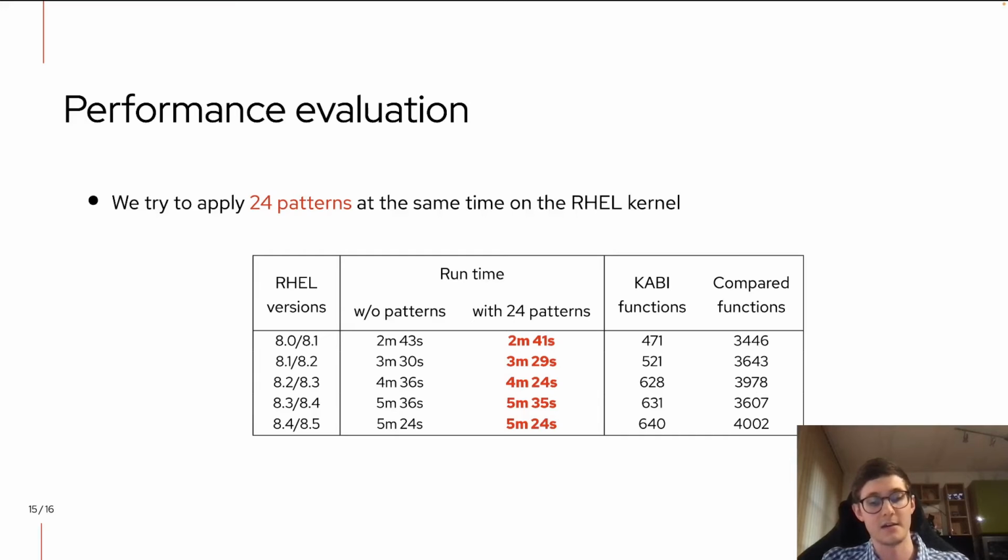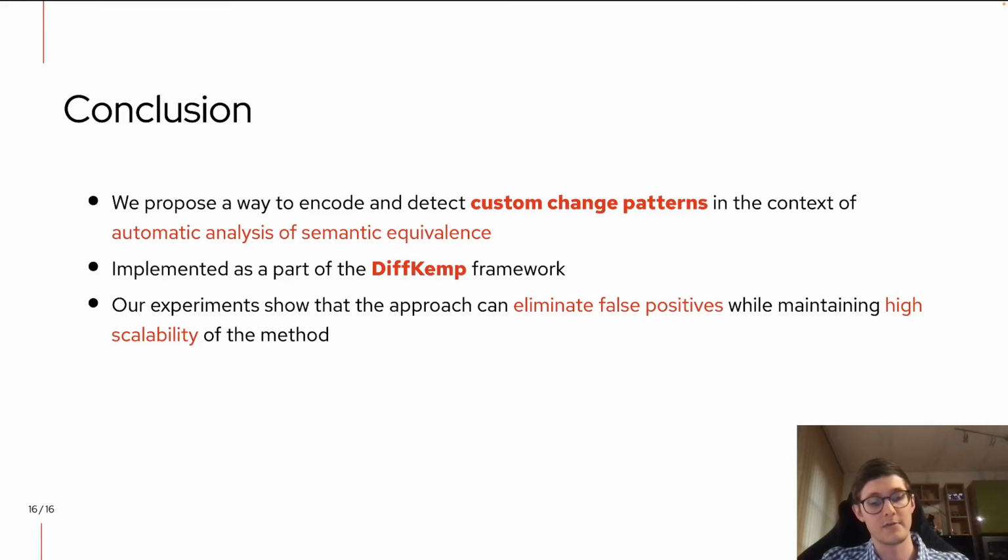And in conclusion, we proposed a way to encode custom patterns of changes and a way to detect the encoded patterns during the analysis of semantic equivalence performed by the DiffKemp framework. And in our experiments, we also showed that the approach is able to eliminate false positives as intended, and that the pattern matching method is highly scalable and can be applied to large code bases, such as, for example, the kernel of RHEL. And for future work, we would like to address the need for manual definition of our patterns, possibly by automatically inferring patterns from analyzed code itself.